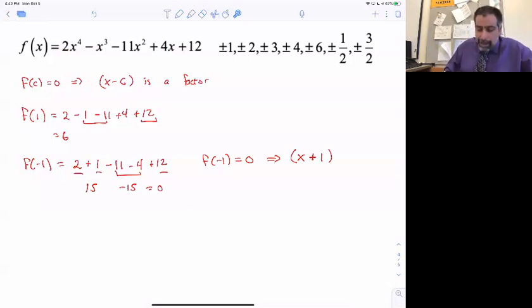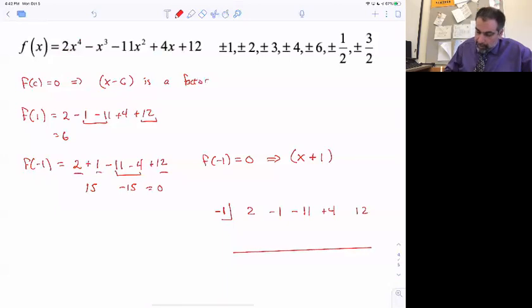So what I'd like to do now is take advantage of synthetic division to see if I can find the other factor. So I know that negative 1 is a 0. I know my coefficients are 2, negative 1, negative 11, positive 4, and 12. And I want to see if when we divide this out, we should actually get a 0 remainder. So let's check that out.